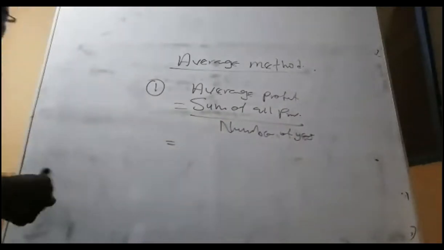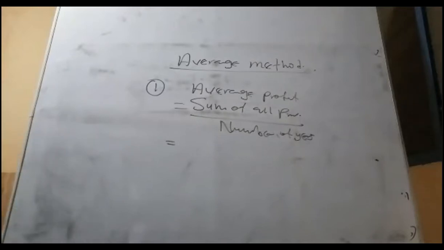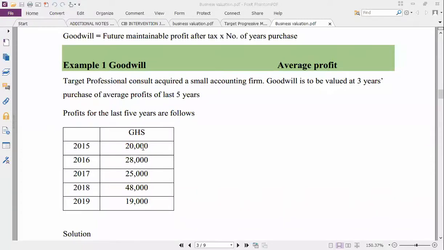So here are all the profits, starting from the very first one. Let's go there again. So 20,000, 28, 20,000, 28 plus 28 plus 25 plus 48, then lastly plus 19. So if you put all this together, then you divide it by 5 years.